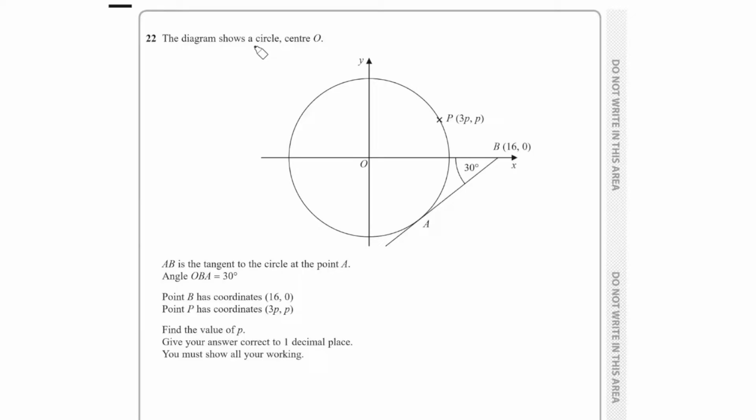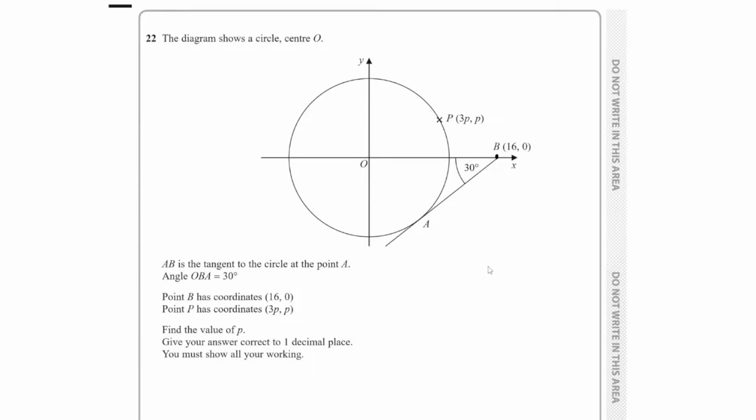We've got here, the diagram shows a circle centre O. AB is the tangent to the circle at point A, as you can see. They've given us the angle OBA is 30. The point B has coordinates 16, 0, so that's obviously this bit here, isn't it? And then a point P has coordinates 3P and then P. Find the value of P.